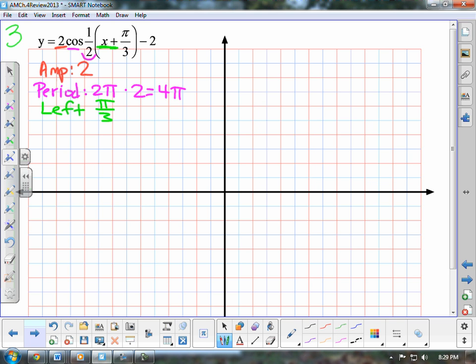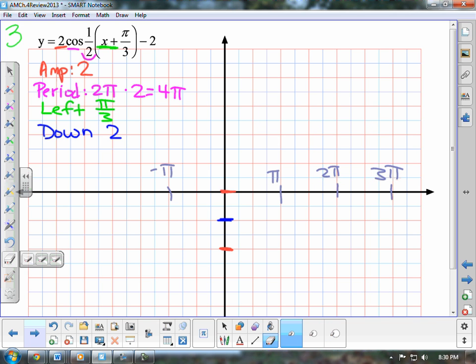And finally, we have a shift down 2. And so this is going to be our midline, because it's down 2. Our maximum is up 2 from there and down 2 from there, because that's what our amplitude is. And since our period is 4 pi, let's go out to here, be pi and 2 pi and 3 pi. That scale is completely up to you as far as how you want to do that.